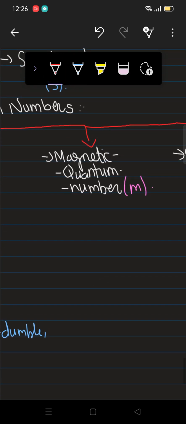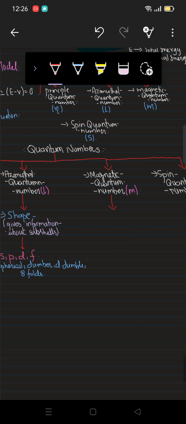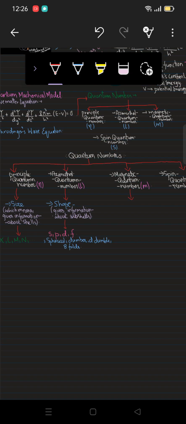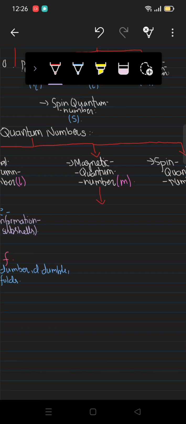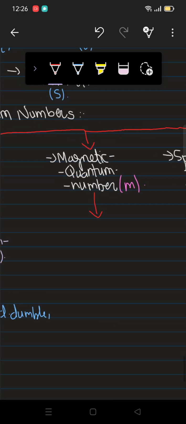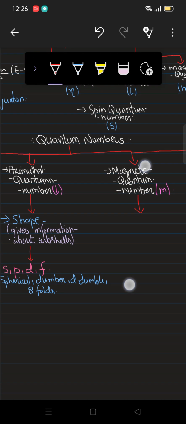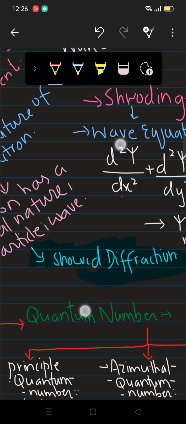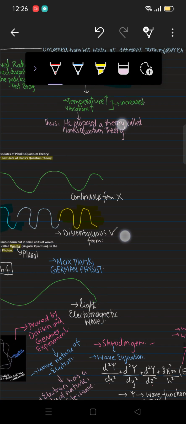Then we have the magnetic quantum number. This is just the basic introduction to all these four quantum numbers. In the next video, we're going to deep dive into these. We're going to check the formulas as well. How many subshells would be there in the shell? How many electrons would be there in the shell? Or how many electrons would be there in one orbital? Or how many electrons would be there in the subshell? We have a lot of formulas, and we're going to learn those in the next video. But here we're just going to discuss the basic introduction.